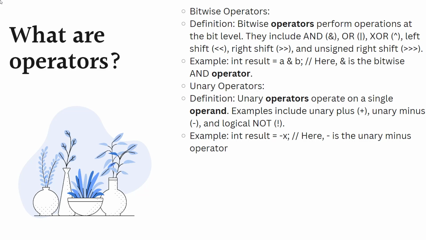And finally, we have unary operators. Unary operators operate on a single operand. Examples include unary plus, unary minus, and logical NOT. For example, int result = -x. Here the minus is the unary minus operator. Alright, let's open the IntelliJ IDE now and let's work with those operators.